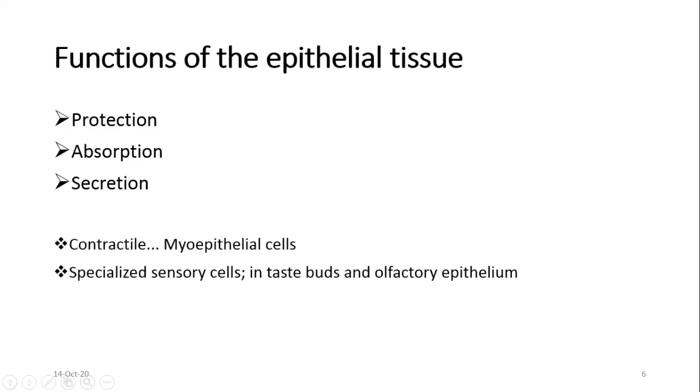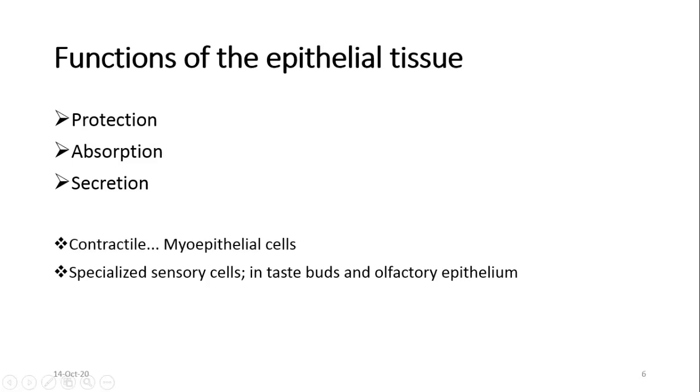The functions of the epithelial tissue: the main function is protection, and this is done by covering surfaces like the skin or lining the body cavities. The second function is absorption, like in the intestinal lumen. Then we have secretion, like the parenchymal cells of the glands.